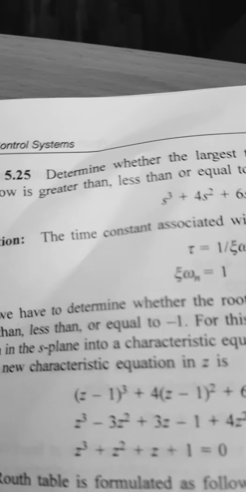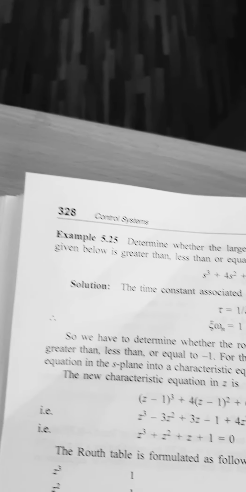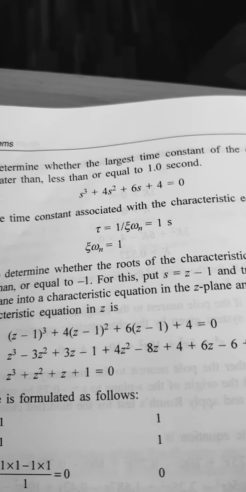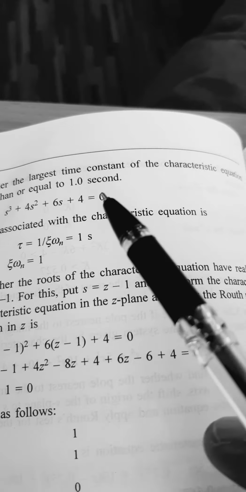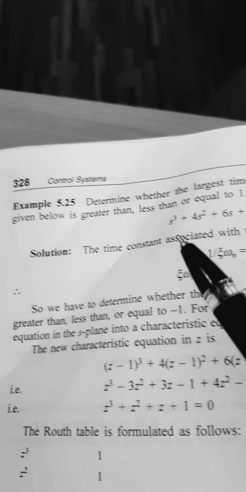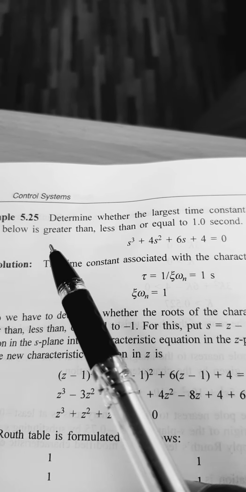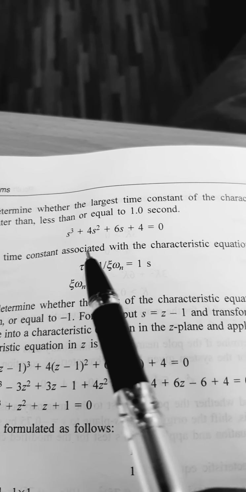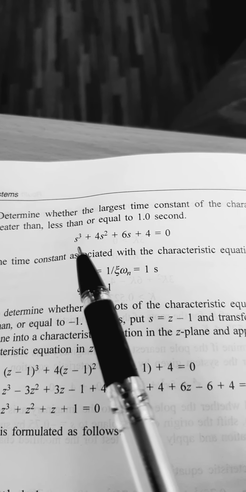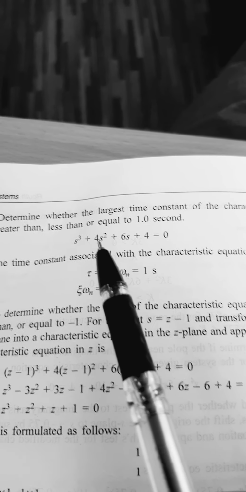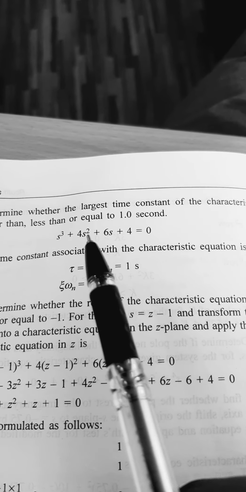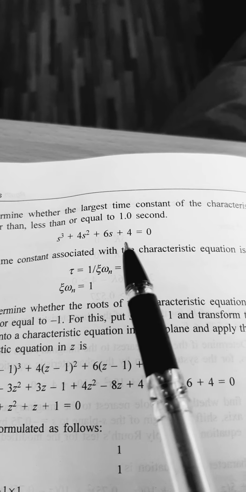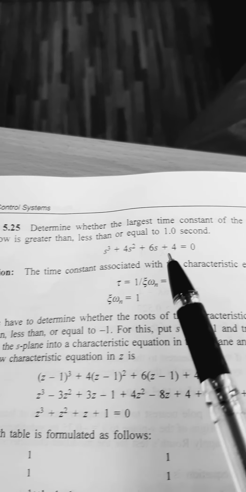Now, the last question in this unit: determine whether the largest time constant of the characteristic equation given below is greater than, less than, or equal to 1 second. Here, as you can see, s^3 + 4s^2 + 6s + 4 = 0. This is the characteristic equation.